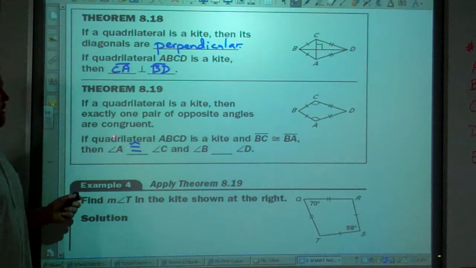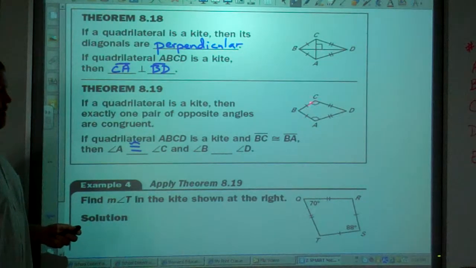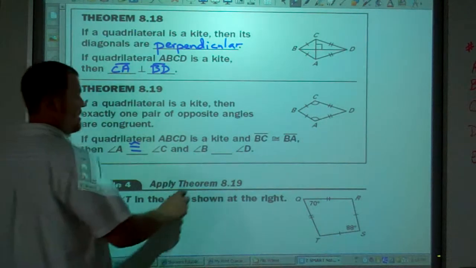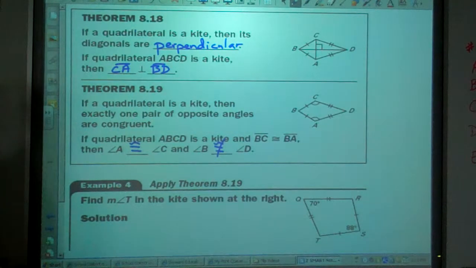Alright? So, segment BC is congruent to segment BA. Alright, those two are congruent. So angle C is congruent to angle A, and angle B is not congruent to angle D. Okay?